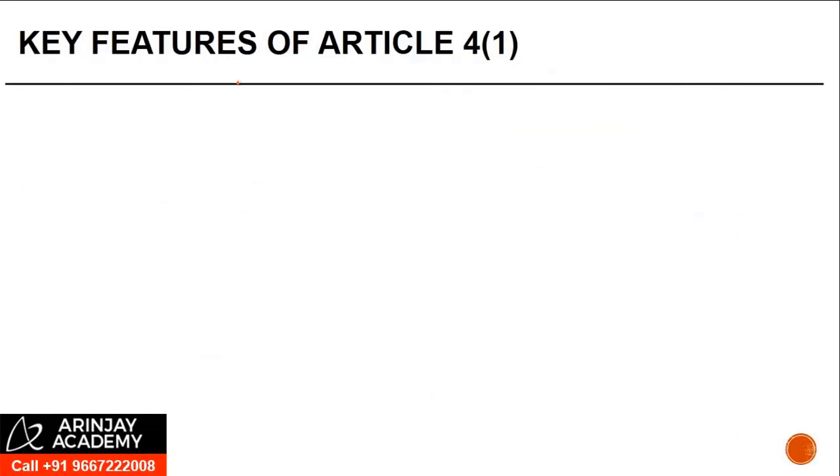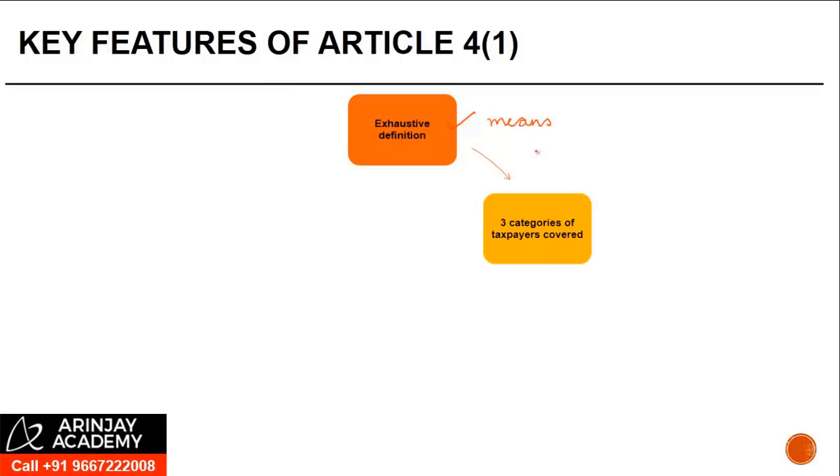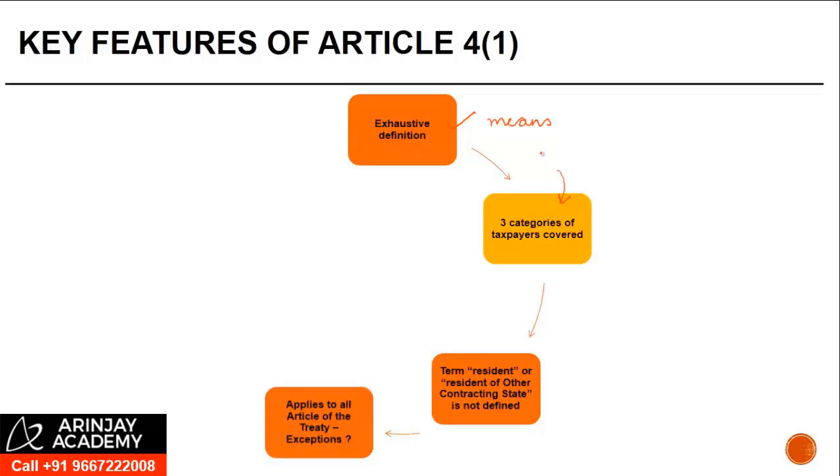So what are some of the key features of Article 4.1? It's an exhaustive definition. The use of the word "means" indicates that. There are three categories of taxpayer who are covered: people who are liable to tax only on specific sourced income, people who are liable to tax generally, right? And not only on the basis of residential status, but sometimes on the basis of citizenship as well. The term resident or resident of other contracting state, which we discussed earlier, is not defined elsewhere in the treaty. It applies to all articles of the treaty.